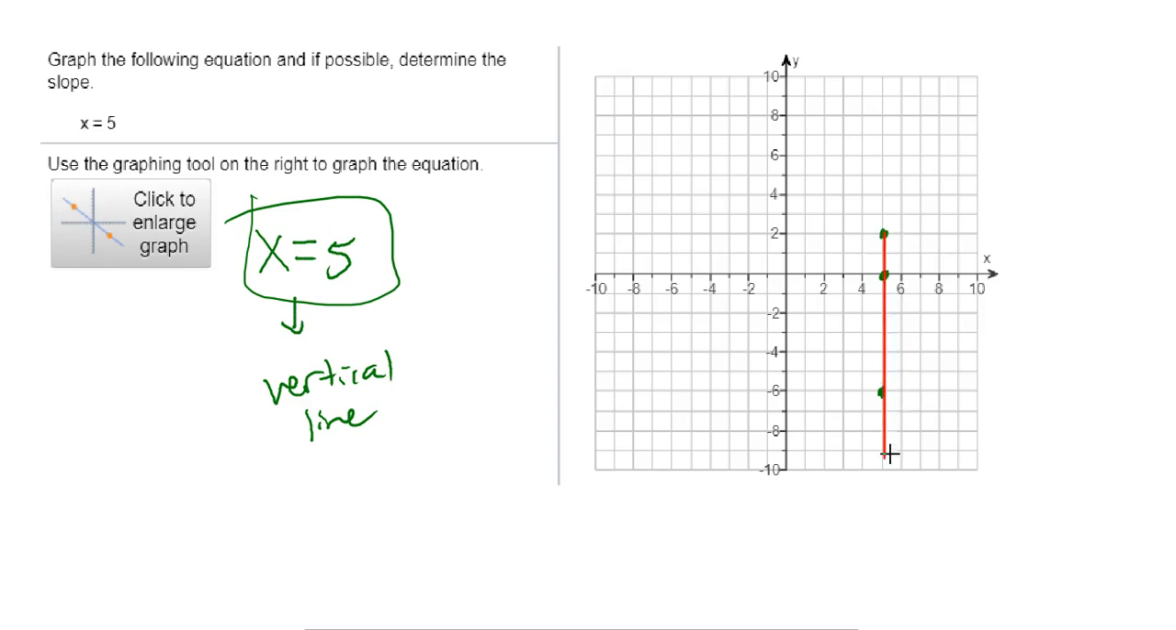All right, so I'm going to try to make this as vertical as I can. Let's see. Okay, that's pretty good. And then we'll go up this way, vertical as well. All right, oh, that came out pretty good. All right, so that would be our graph for this equation, x equals 5. It's that vertical line right there.